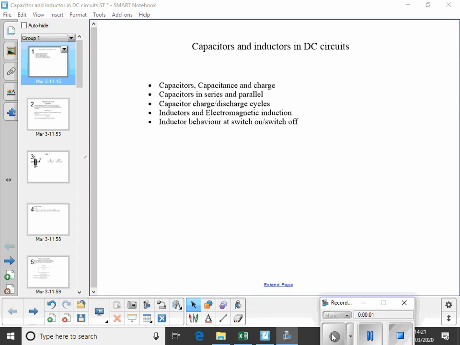...and inductors in DC circuits. Okay, at the top of your handout it says "and AC." I had a feeling as I was working through that we probably won't get that done today anyway, so we'll be looking at that next week. We need a link between the DC action of inductors and capacitors before we do AC.